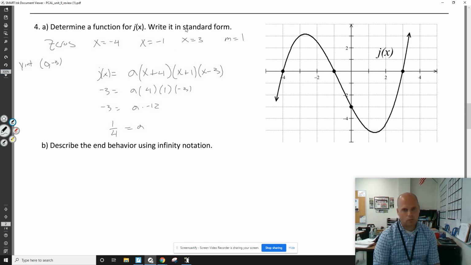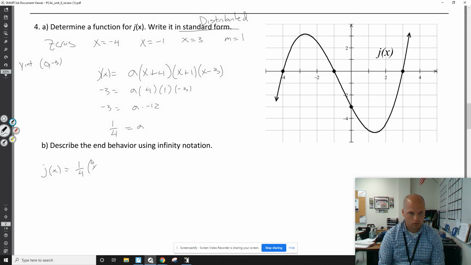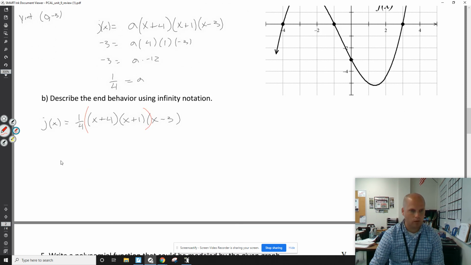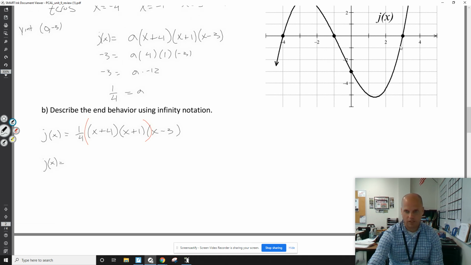Now, we don't want factored form. We want standard form, which means fully distributed. So let's get out our distribution tools. I don't like to use the box. I like to just do these two at a time. I'll start by multiplying the x plus 1 and x plus 4. I'm doing this down here, and then I'll be able to do the end behavior. We can see what the end behavior is, so we don't have to really worry about that. I'll get that later. Leave the 1/4.